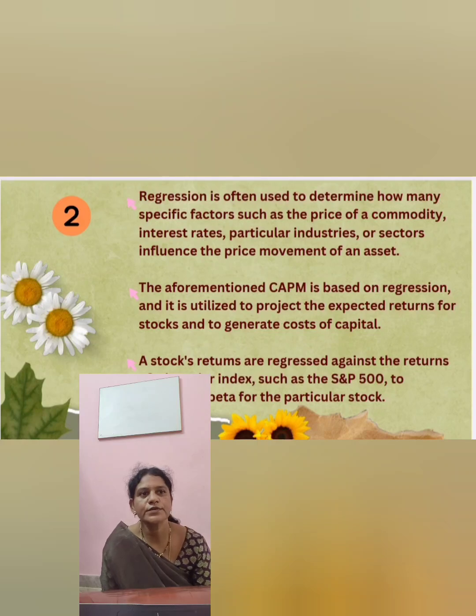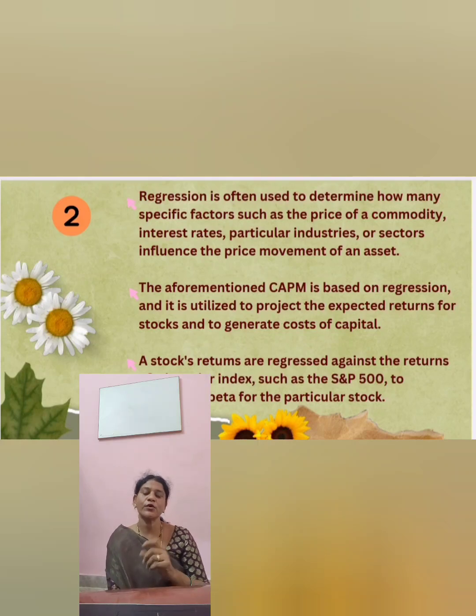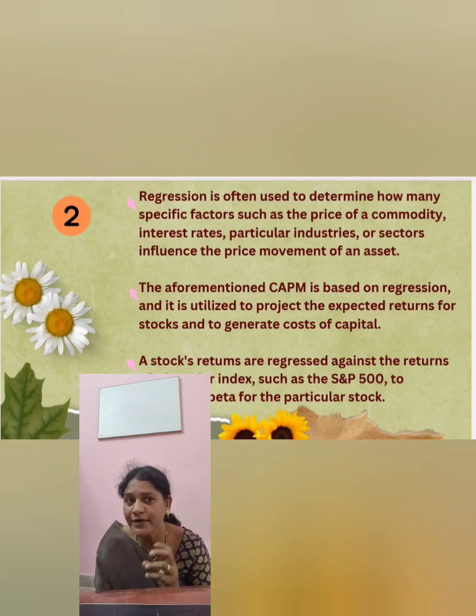Regression is often used to determine how many specific factors, such as the price of a commodity, interest rates, particular industries, or sector influences, affect the price movement of an asset.